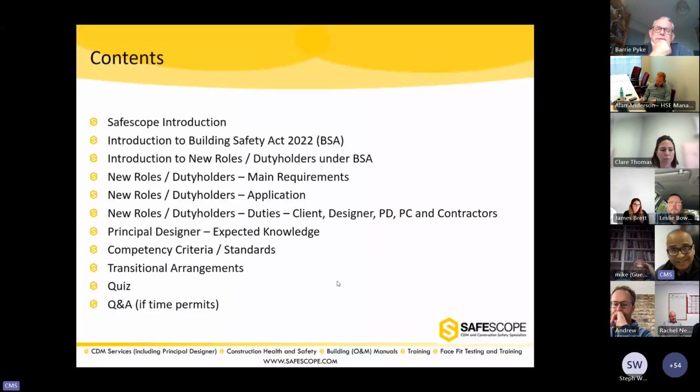New roles and duty holders, what are the different duties on the duty holders? What is expected from a new role of a principal designer under the Building Safety Act? Competency criteria and standards, transitional arrangements that have been put in place, and a small quiz at the end. And if time permits, we'll have a Q&A session at the end as well.